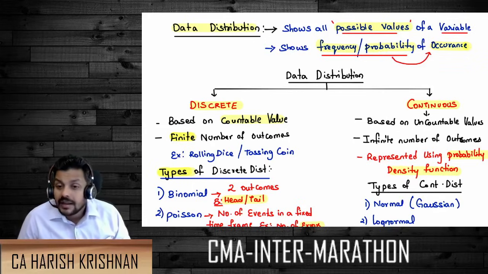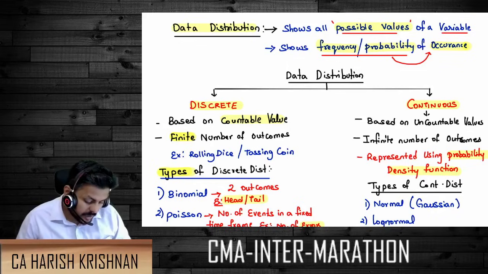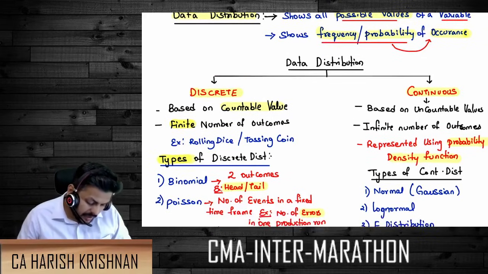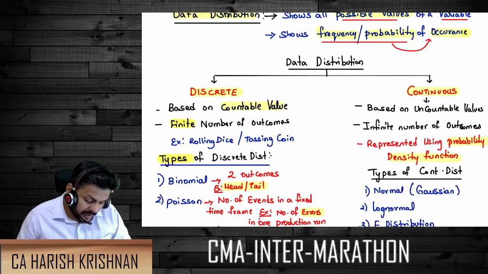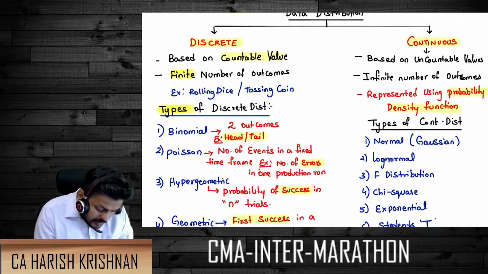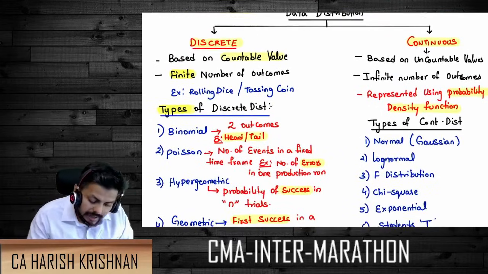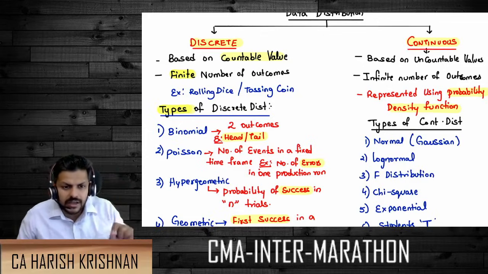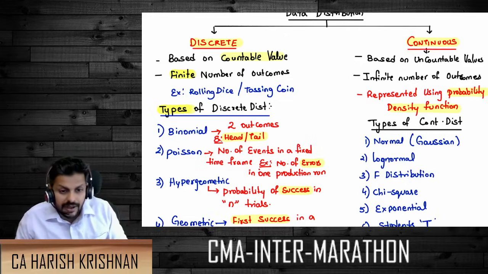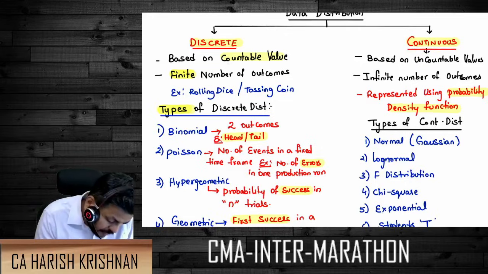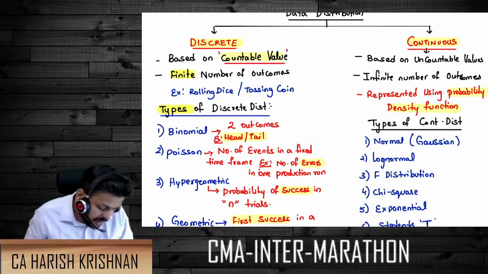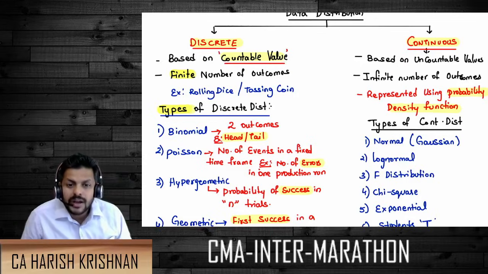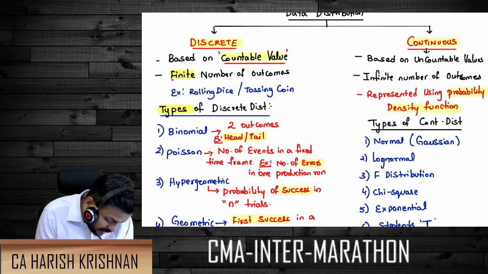All these are the number of possibilities based on the outcomes, right? So going by that, we're talking about some of these aspects, right? Data distribution is classified into discrete data distribution and continuous data distribution. So discrete means, again, based on countable values, right? Discrete distribution is based on countable values, which is all about a finite number of outcomes.